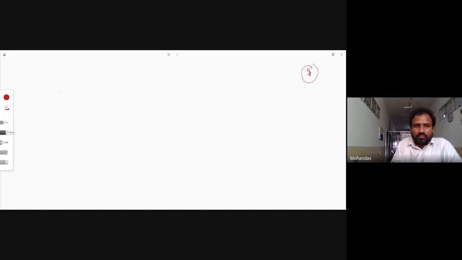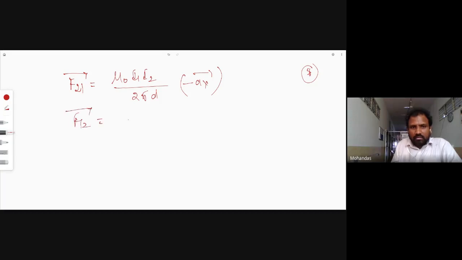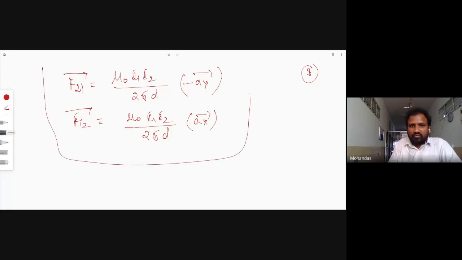The sixth slide. F21 equals mu naught I1 I2 divided by 2 pi d. It is in the direction of minus ax. F12 is mu naught into I1 I2 by 2 pi d in the direction of plus ax. Okay? So these are the two forces. Now the magnitude of these two forces is the same.